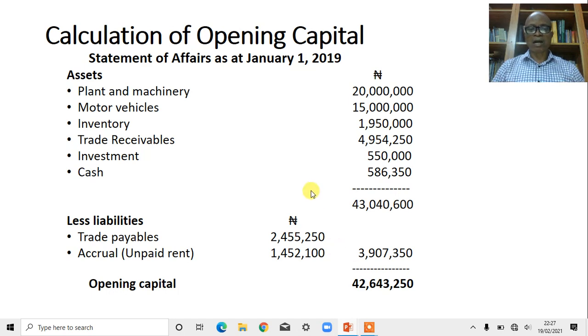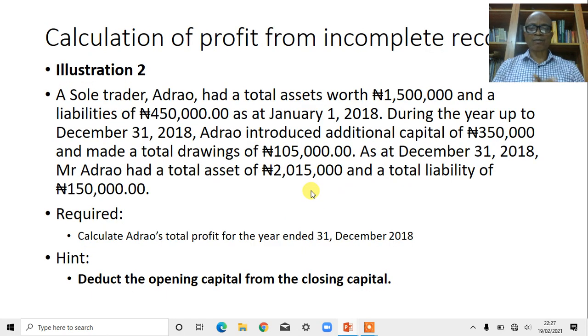So let's go and look at another aspect of incomplete records. How do we calculate profit from incomplete records? We're looking at another aspect of this particular topic. So let's look at illustration number 2.